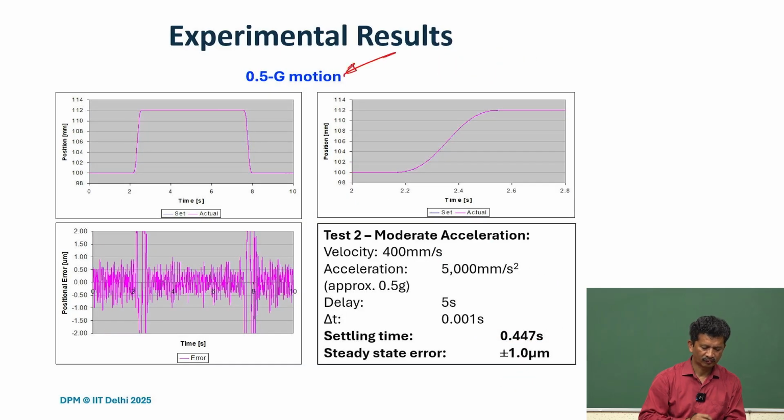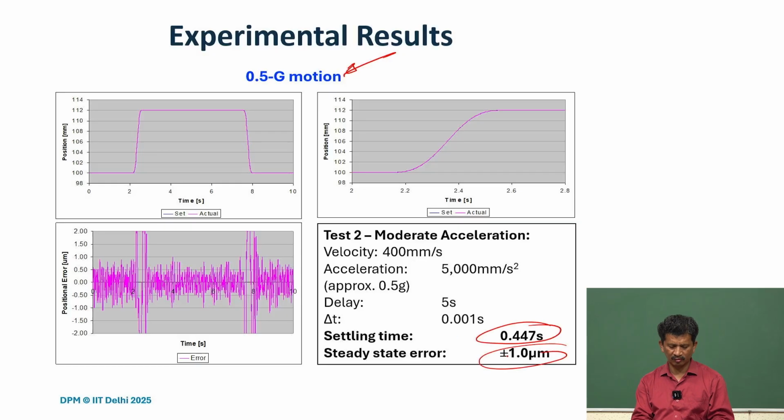Again, we tested for 0.5G. Here the settling time is reduced. The error is of the same order, because it takes time and then it settles.